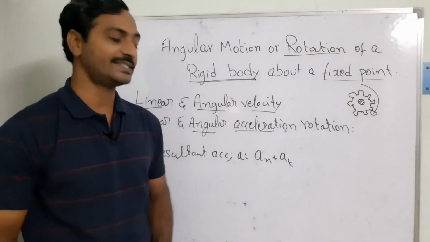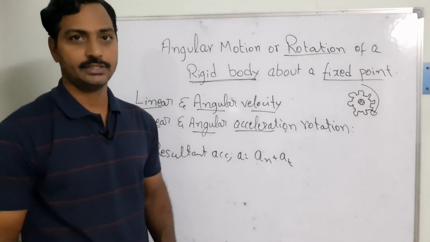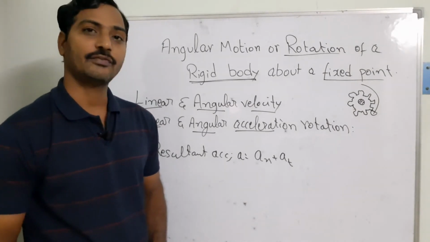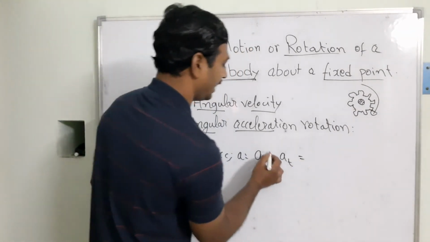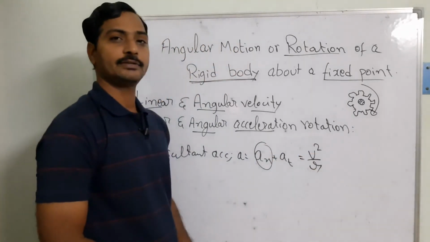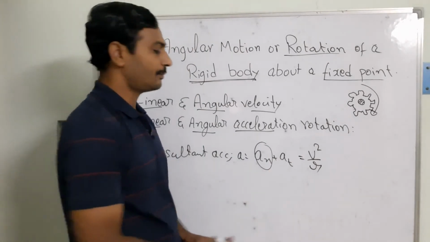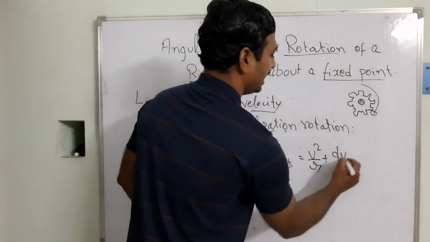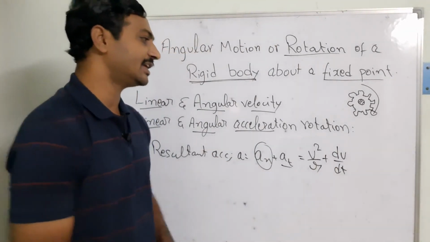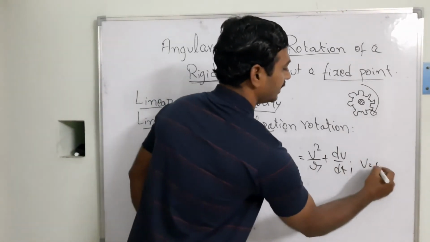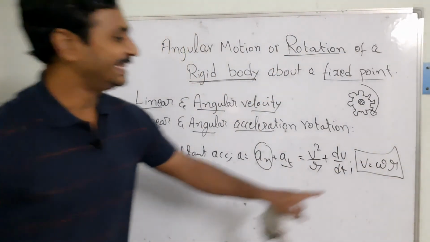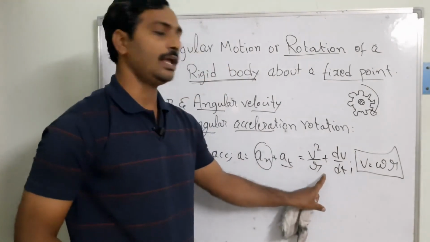Already we have derived this equation in the previous video lectures on the kinematics of a particle. So I am going to write an as v square by r, that is what we have seen. Plus at, I am going to write as dv by dt, right? If I simplify this equation, v is equal to omega into r, we do have this formula, that we already derived. This equation I am going to substitute in this part.